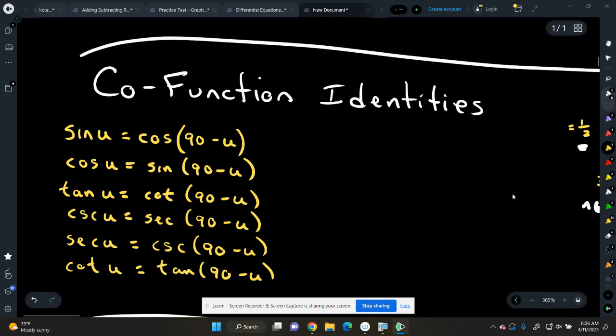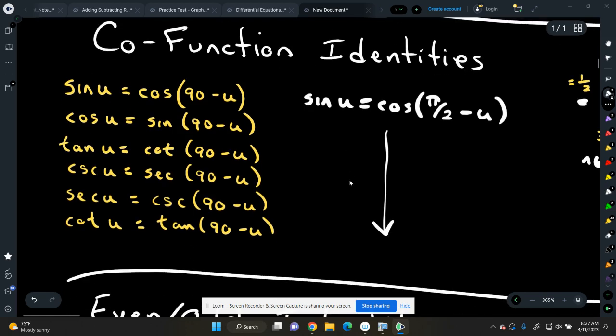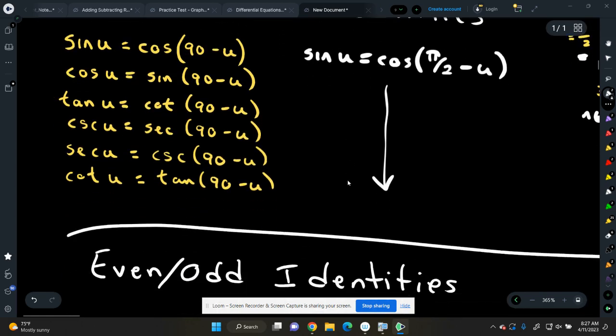Okay, and we can write these using radians, right? Sine u equals cosine of pi over 2 minus u, right? And that translates all the way down. Instead of 90, we say pi over 2. Okay, those are the co-function identities. So we should recognize those, okay?